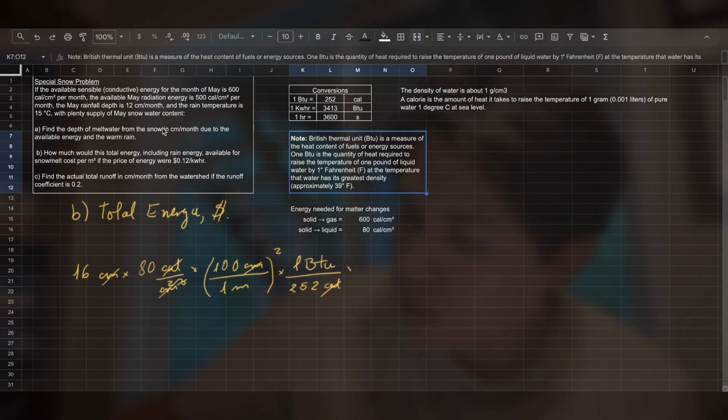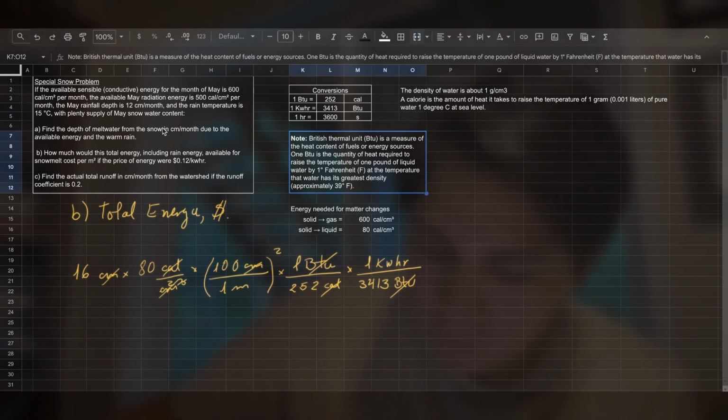Now let's convert this BTU to kilowatt hours. We have that 1 kilowatt hour is 3413 BTU. So BTU cancels, and now we have kilowatt hours per square meter.